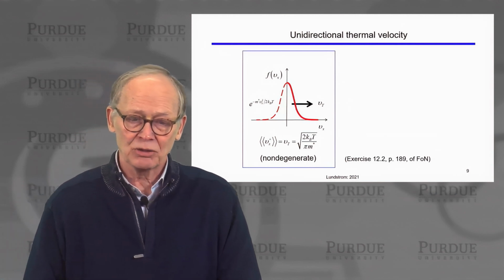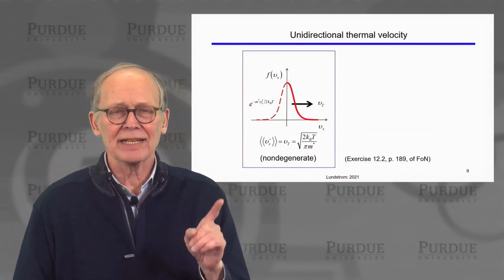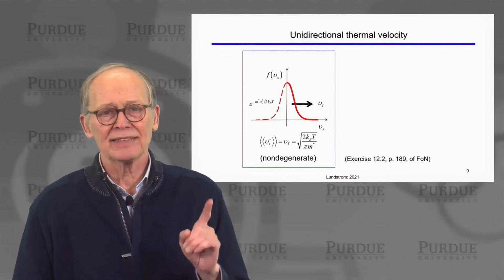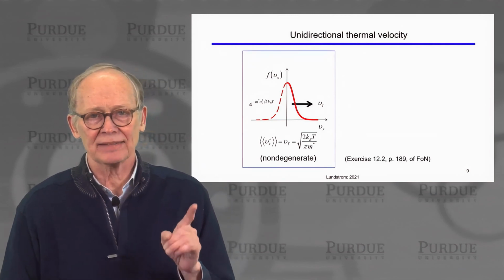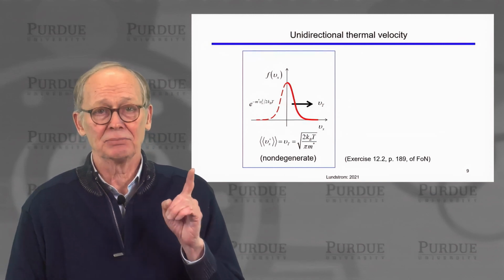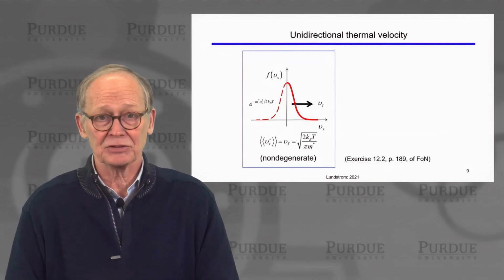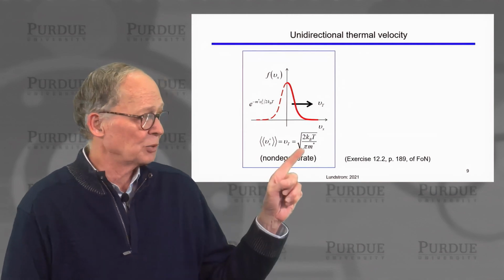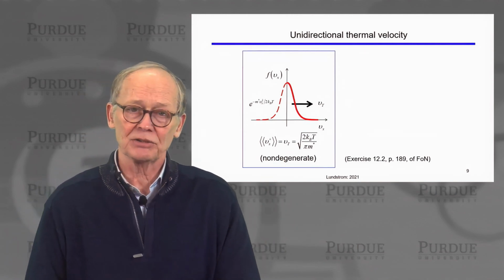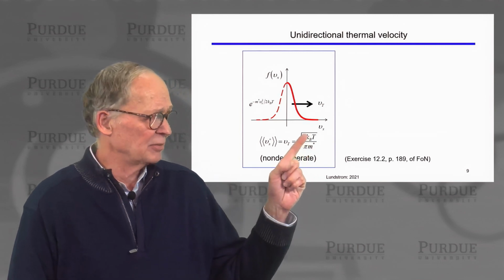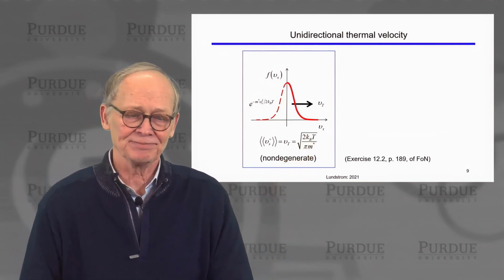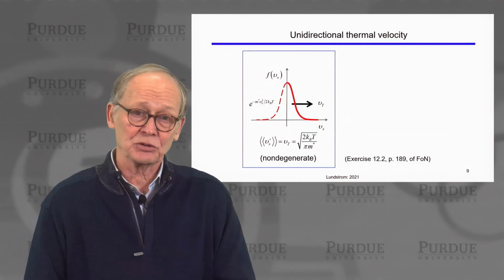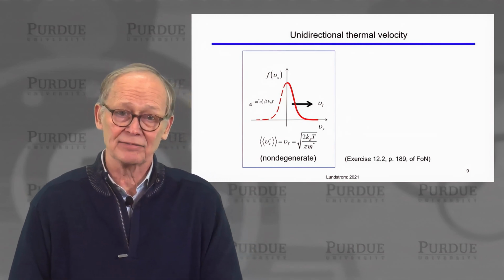Now, if we look a little more closely, if we just look at the positive half of that symmetrical shape and ask, what is the average x-directed velocity of the electrons that have a velocity in the positive x direction, then we can compute that average. That's what we mean by the unidirectional thermal velocity, and it's given by this fairly simple expression under non-degenerate conditions. It goes as the square root of temperature divided by effective mass.